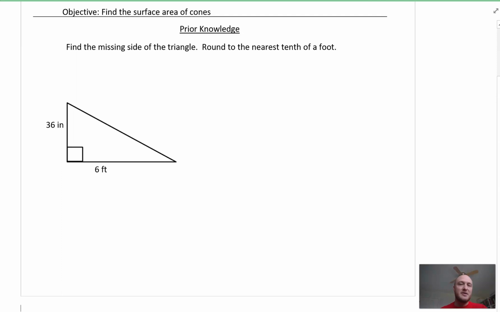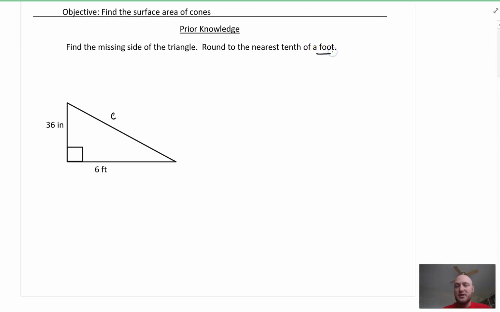So here we're asked to find the missing side of a right triangle. And what do you know, the missing side is the hypotenuse over here, and I'll just use the variable c. That makes lots of sense. And they say to round to the nearest tenth of a foot.